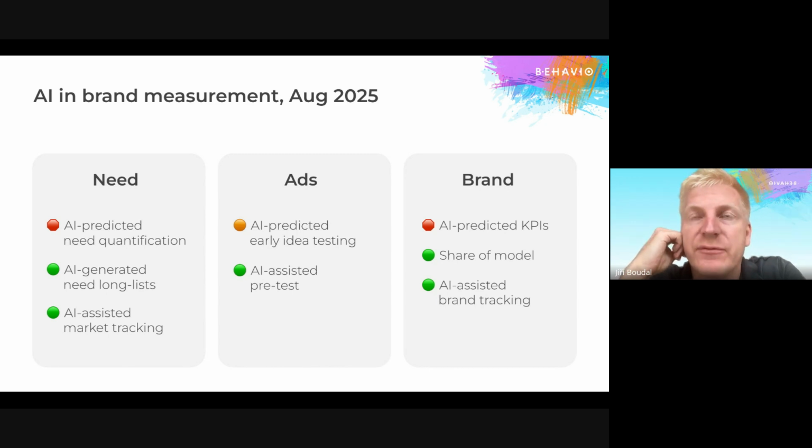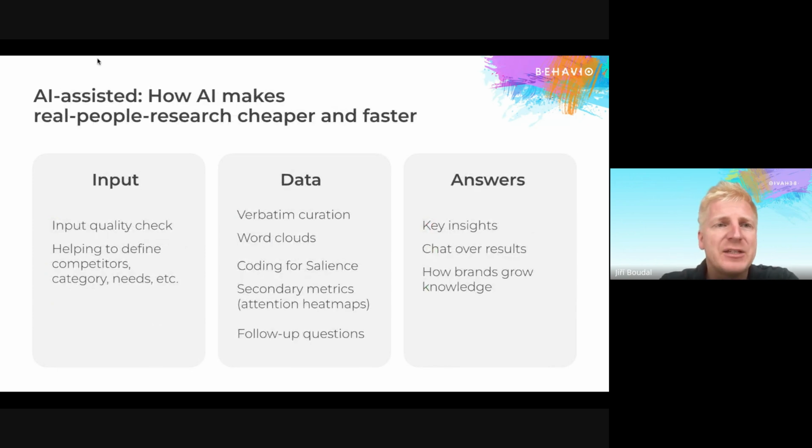Many of the people were offline for that. It's just not something that AI can know right away. The good thing for sure is that you can use the AI metrics for share of the model. And as I'm going to show you now, AI-assisted research is becoming really useful.